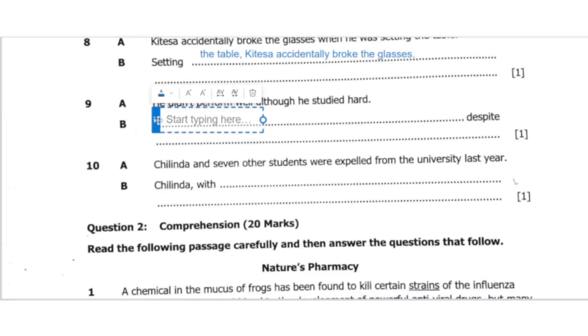We come to question number 9. We are saying he didn't perform well although he studied hard. Okay, this is what I was explaining about. You study hard, but you don't perform well. So we can say he did not perform well.